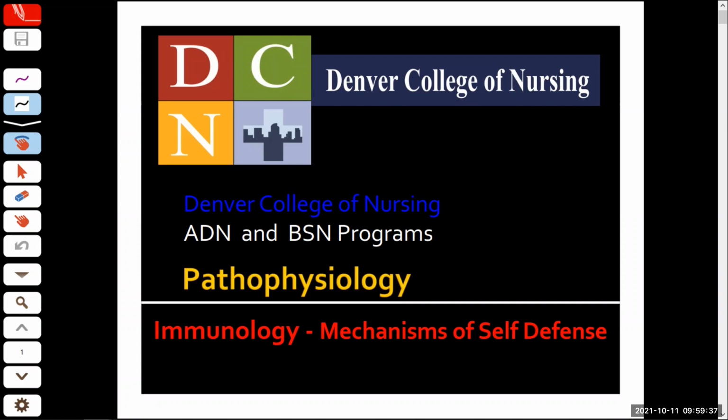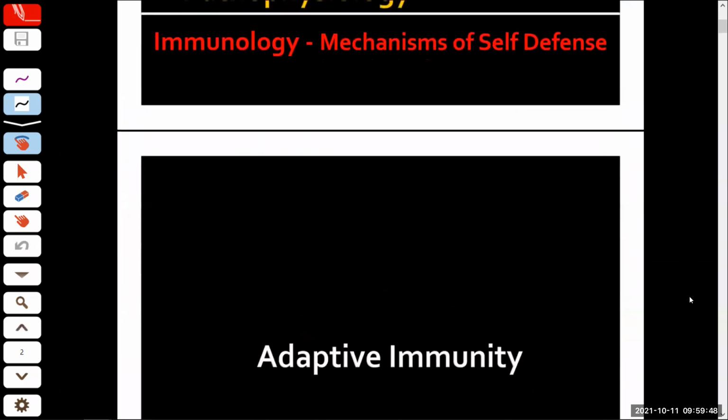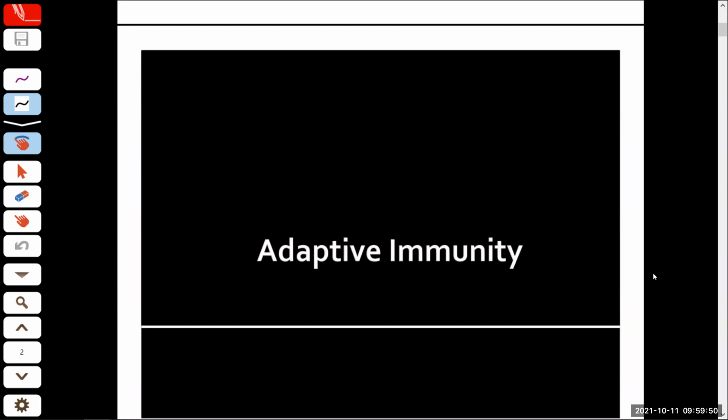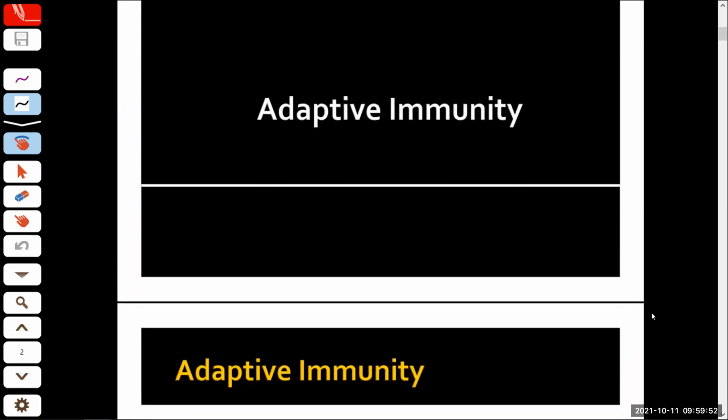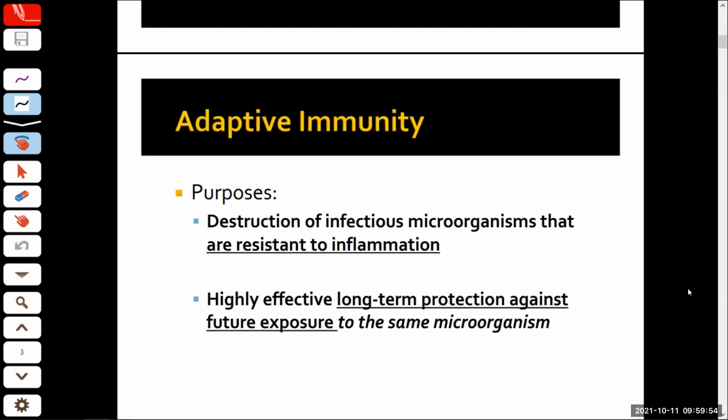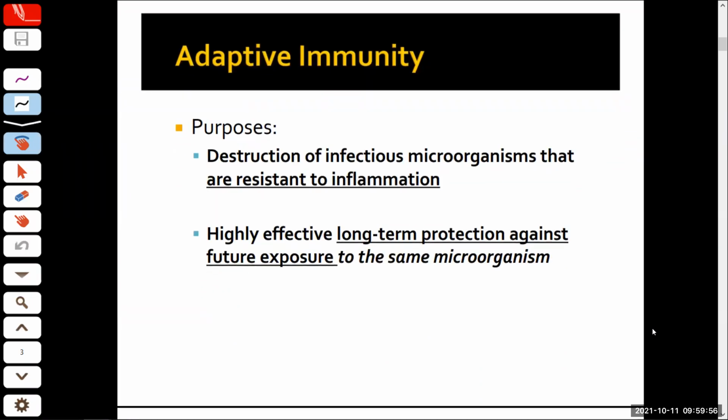All right, guys, so we're going to try to wrap this up here. This will be the third line of defense. Now we're going to be talking about things that inflammation can't kill. So, bringing up the third line of defense here, this is the adaptive or specific immunity, or acquired immunity.